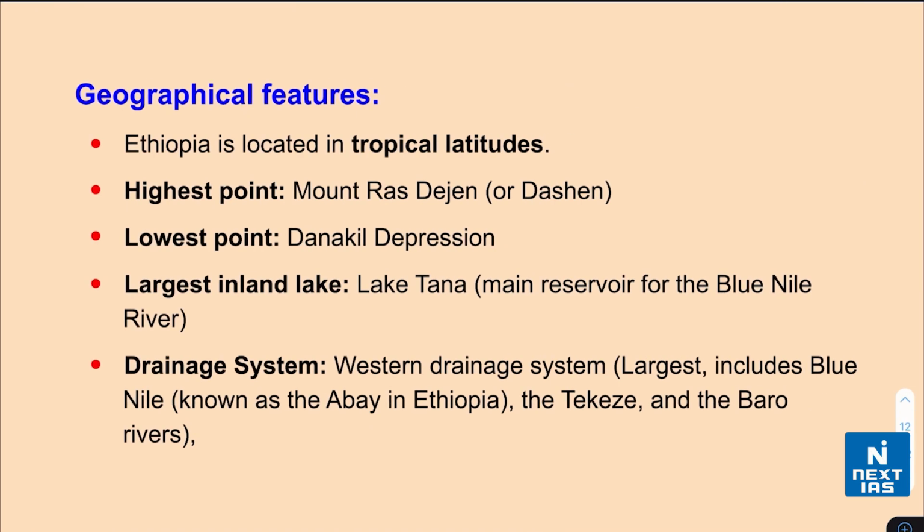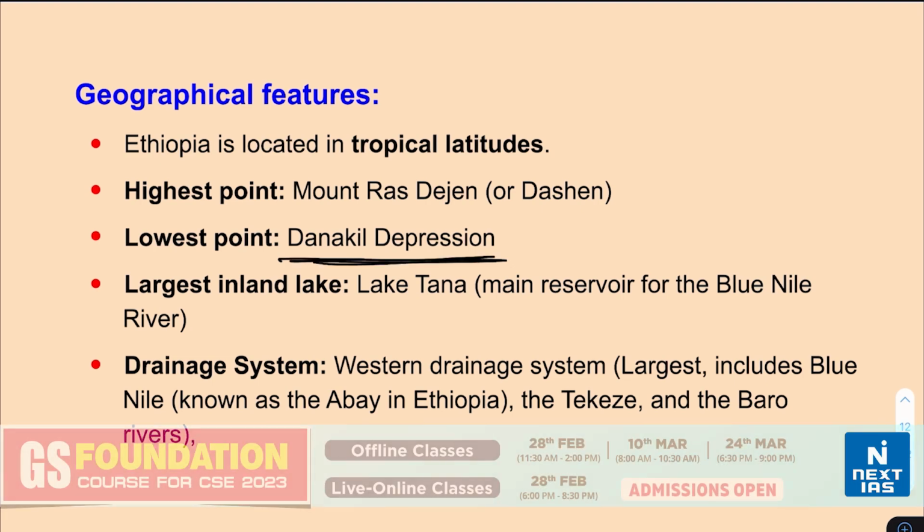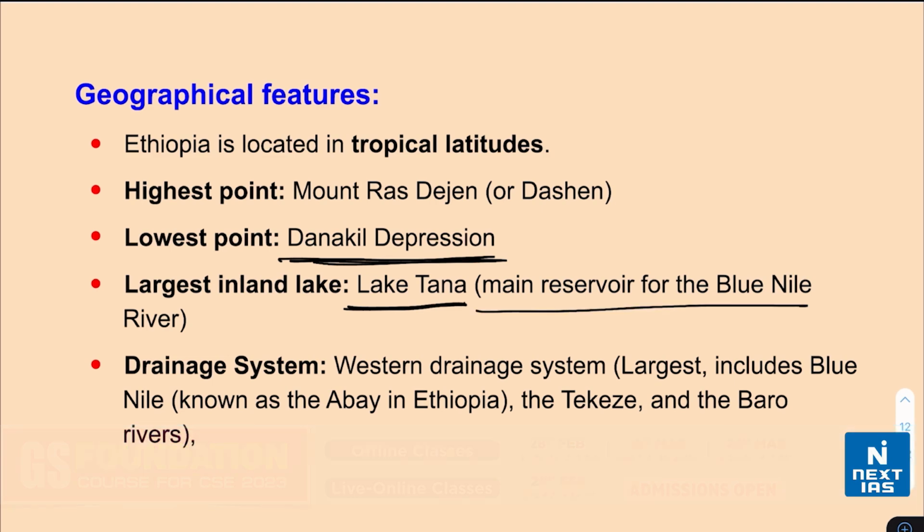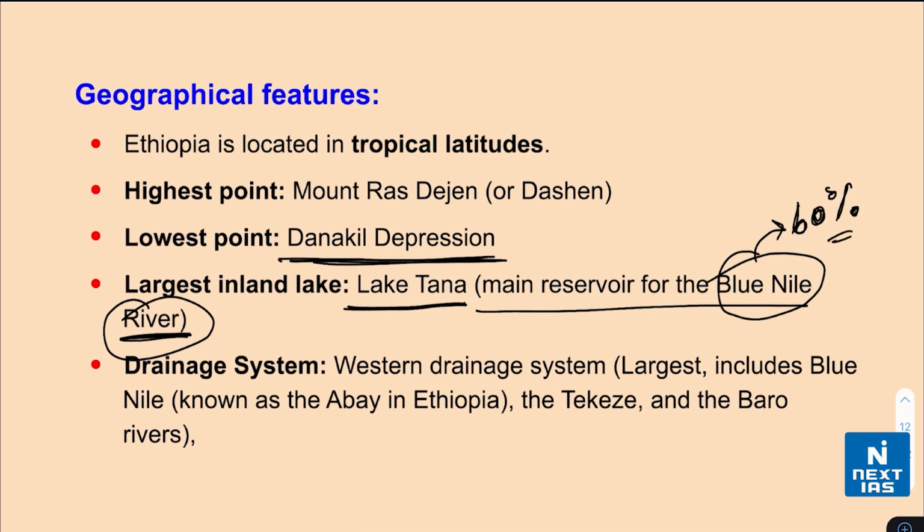So the lowest point of Ethiopia is the Danakil Depression. This is important. And there is the largest inland lake, Lake Tana, which is actually the main reservoir for the Blue Nile River. And the Blue Nile gives around 60% of the water to the major Nile River. Also, Ethiopia is located in the tropical latitudes. So this was all about Ethiopia.